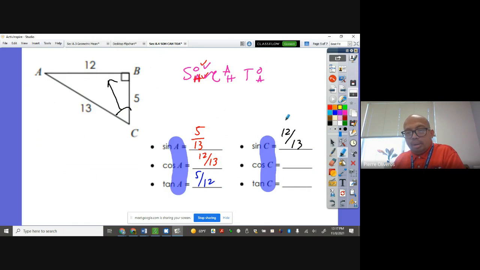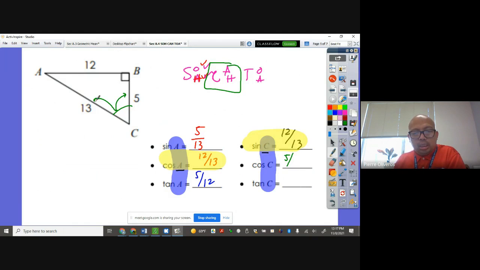What do you notice about this? This is cosine of A and this is sine of C. The C and the A, remember, are complementary. They have to have the same answer. Different views, but the same answer here. Cosine C: cosine means adjacent. Adjacent is 5. The hypotenuse is 13. So 5 over 13. If you notice, that is the same thing as right here.